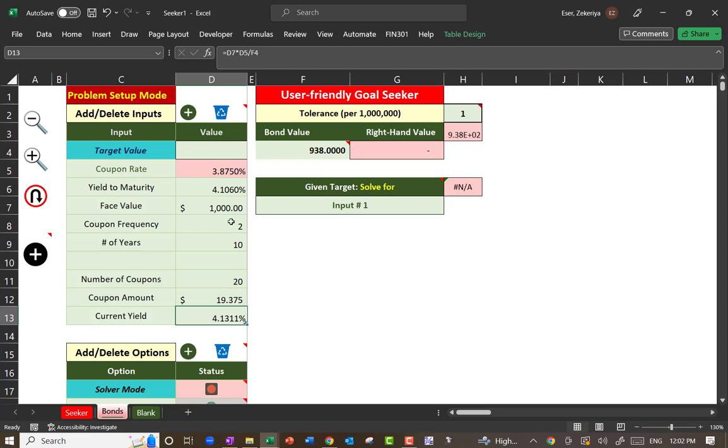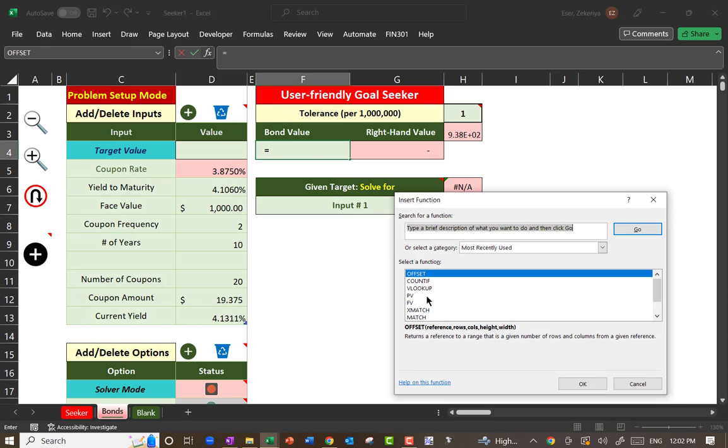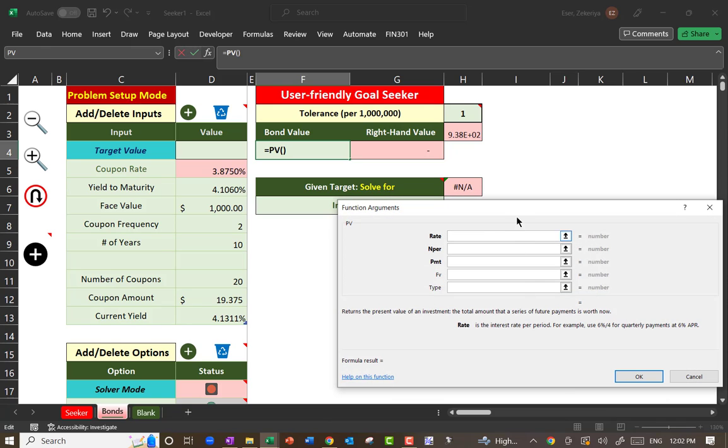Now, the only thing we have to do is write a little formula that's going to calculate the value of a bond. Now we know that it is an annuity with a balloon payment, so I'm going to use the PV function. The first argument is rate. I'm going to take the yield to maturity divided by coupon frequency, because yield to maturity is an APR number. For each coupon period, the interest rate is going to be less. Number of periods, I calculated here. Payment is the coupon amount, and FV is face value. And I'm going to hit OK.